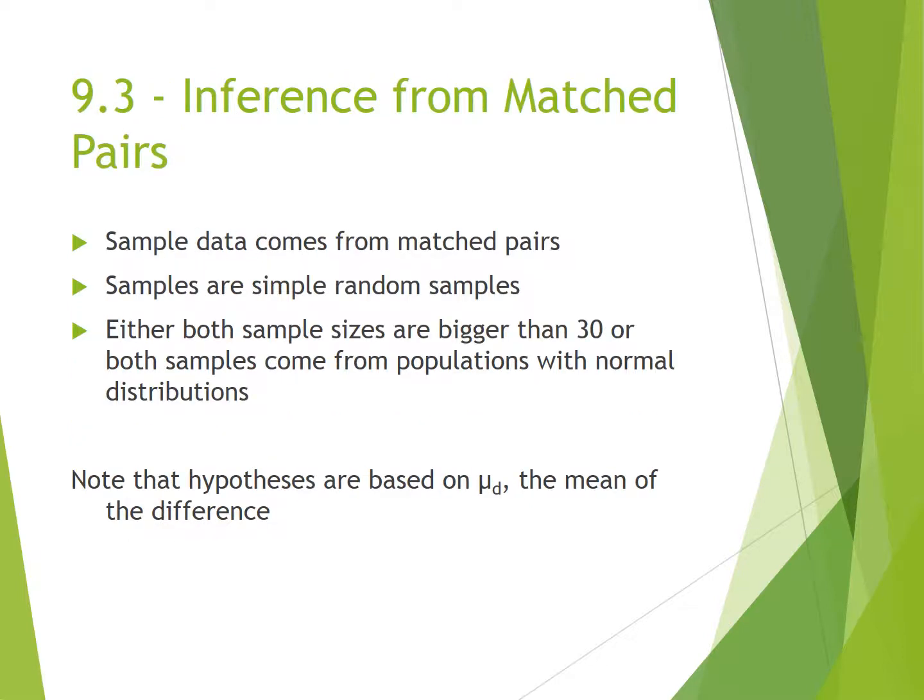Next, we're going to look at when we're dealing with matched pairs. Remember, matched pairs are the same person before and after, or somehow or another we've matched these pairs together. The samples need to be simple random samples, and either both samples are bigger than 30 or both samples come from populations that are known to be normally distributed. Now, our hypotheses are based on mu d, the mean of the difference. Minitab will calculate this difference for us, so we don't necessarily have to do it for ourselves.